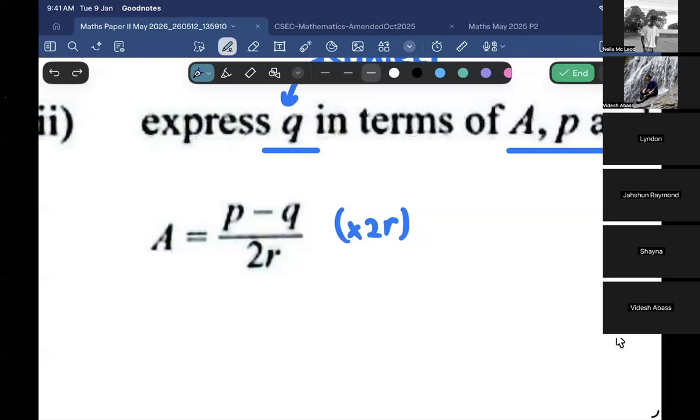I'm not sure. It's real simple, let me show you. It'll just be 2AR. That's all.